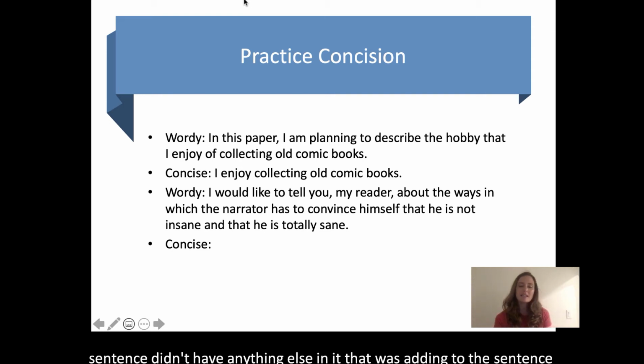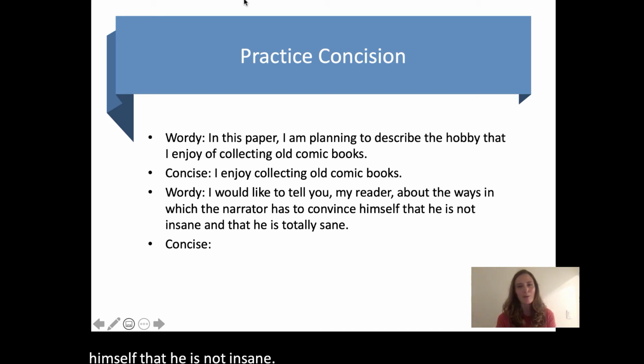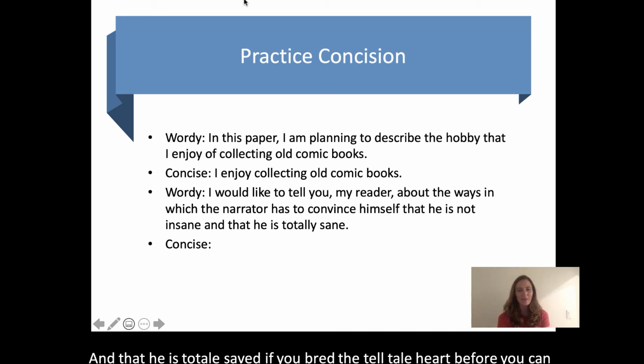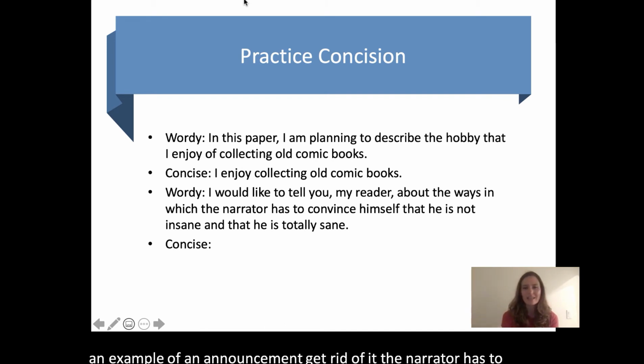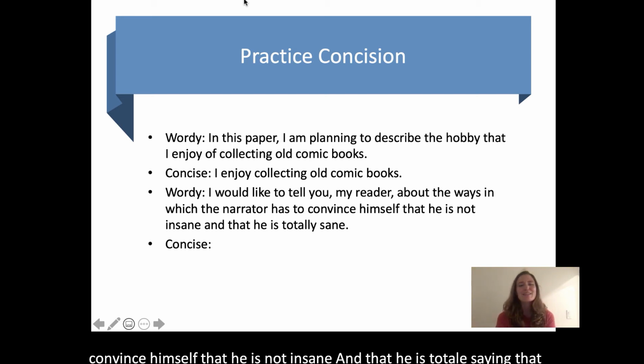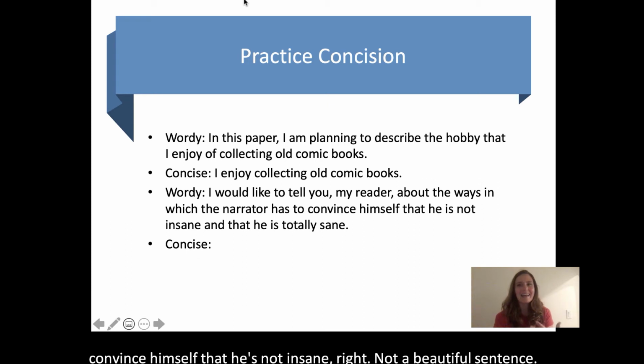Or this one: I would like to tell you, my reader, about the ways in which the narrator has to convince himself that he is not insane and that he is totally sane. If you've read The Telltale Heart before, you can probably guess that this is about Edgar Allan Poe's The Telltale Heart. So almost all of that can be eliminated. I would like to tell you, my reader, that's an example of an announcement. Get rid of it. The narrator has to convince himself that he is not insane and that he is totally sane. That basically means the same thing, right? So instead of using all of those extra words, you could just say something like, the narrator has to convince himself that he's not insane. Not a beautiful sentence, but you'll notice that the sentence before was clunky and it didn't add anything.